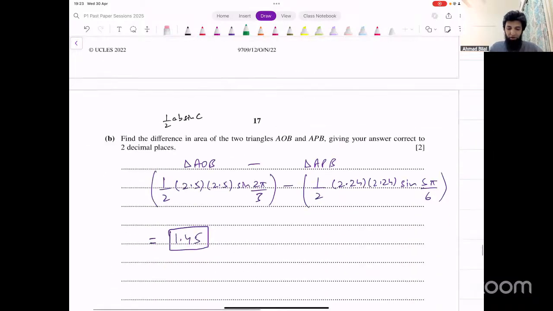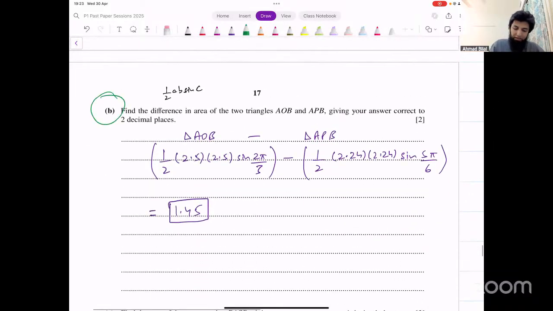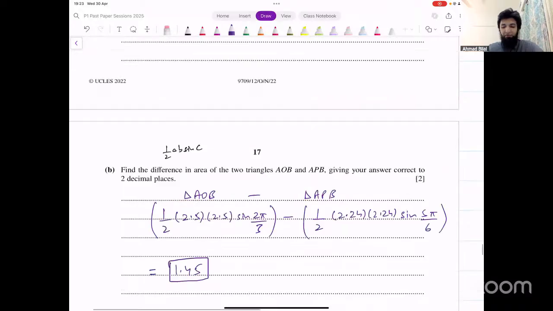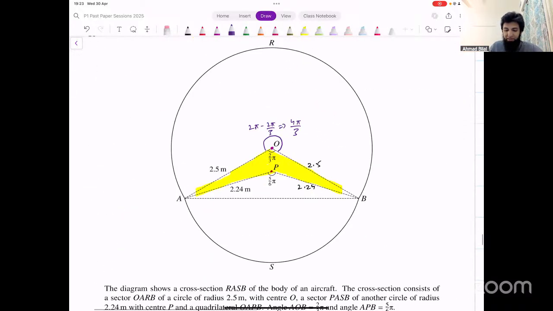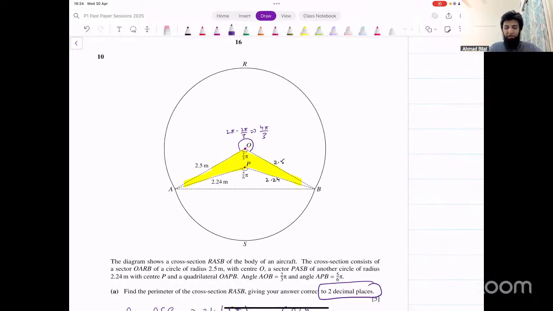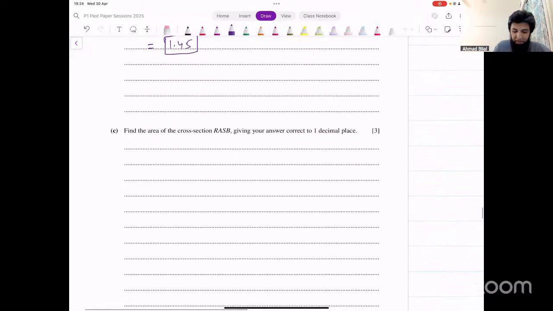If they had not asked us to find that difference in the previous part, it would have been much more difficult. You would have had to do all of this thinking yourself, that how you would first find this yellow region by subtracting the areas of the two triangles, and then add the areas of the sectors to that, right? But in this case, they've made it easier, that they've made you find the area of that triangle first, and then you can just find the areas of the sectors, add them to it, and you get your result. So let's find the areas of those sectors.